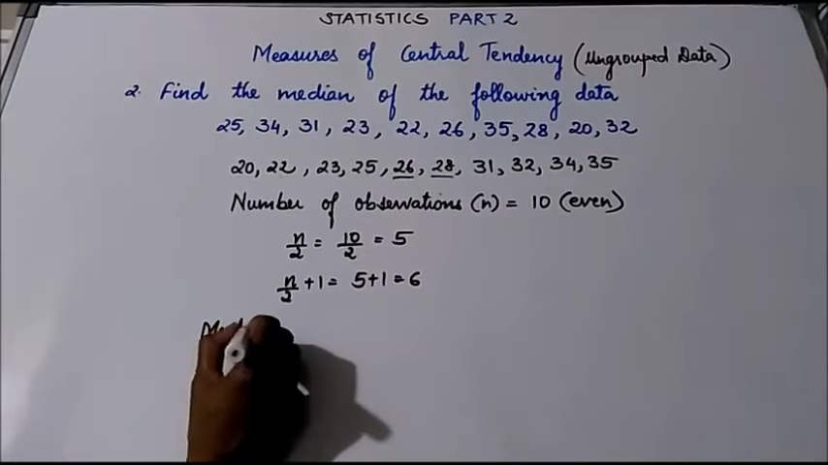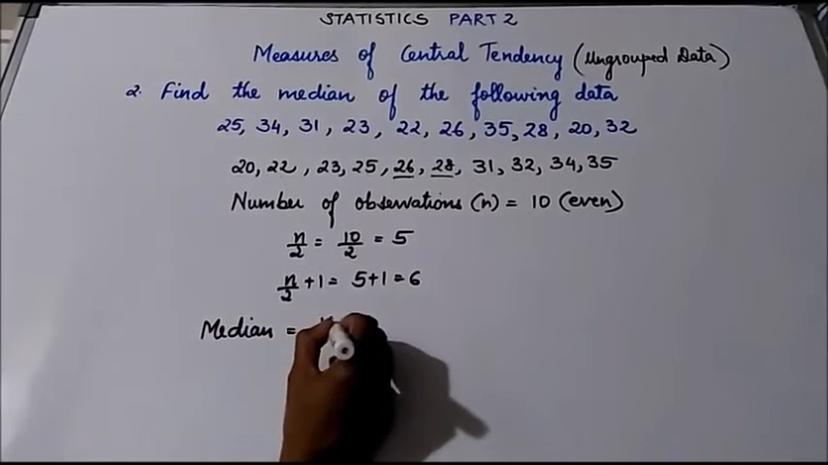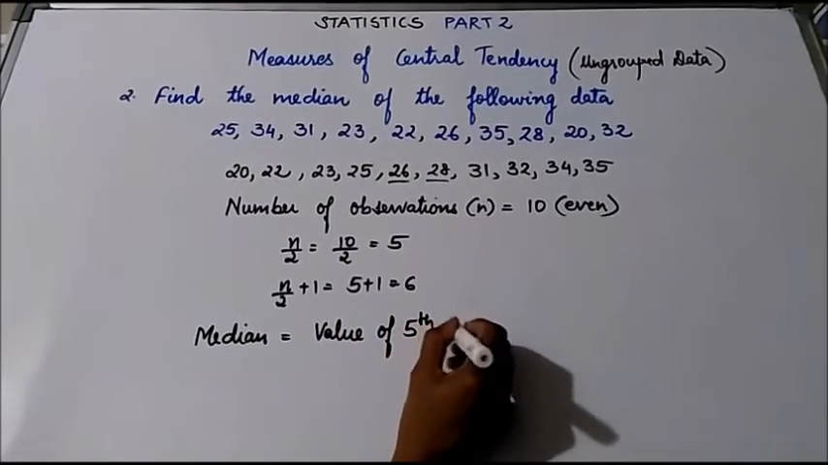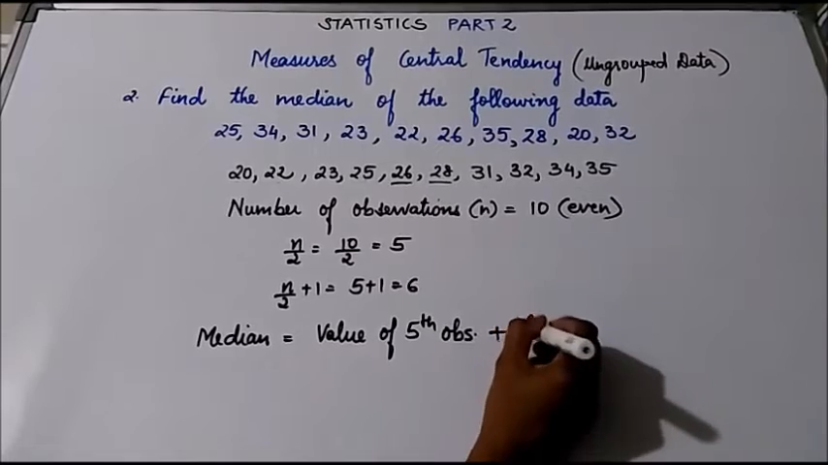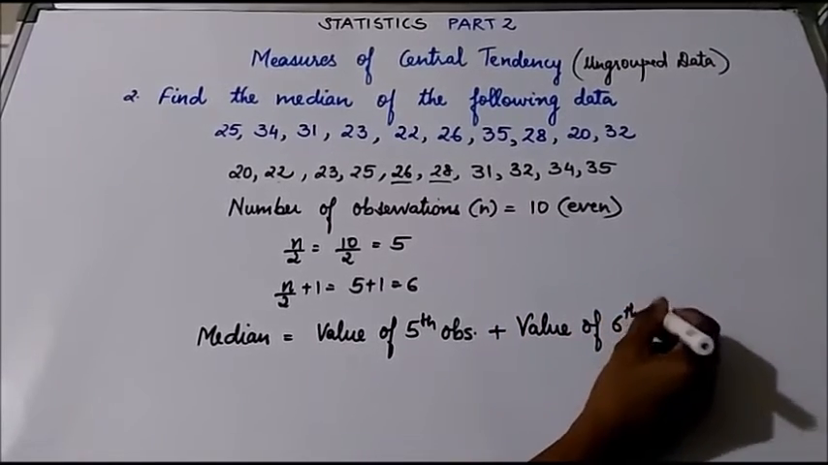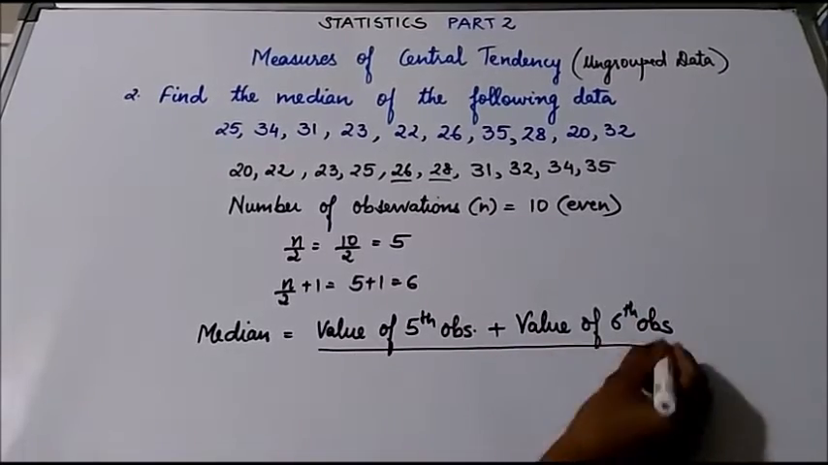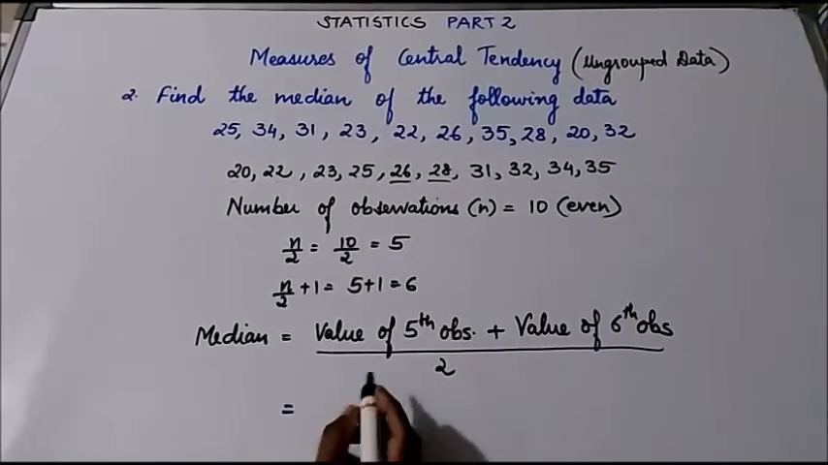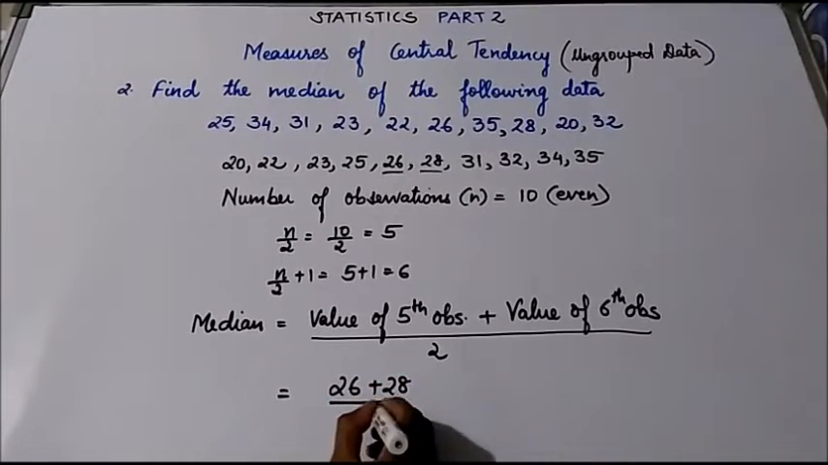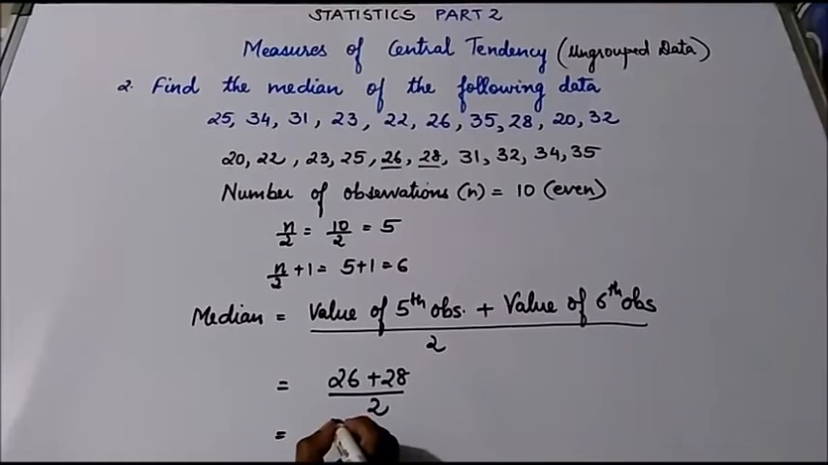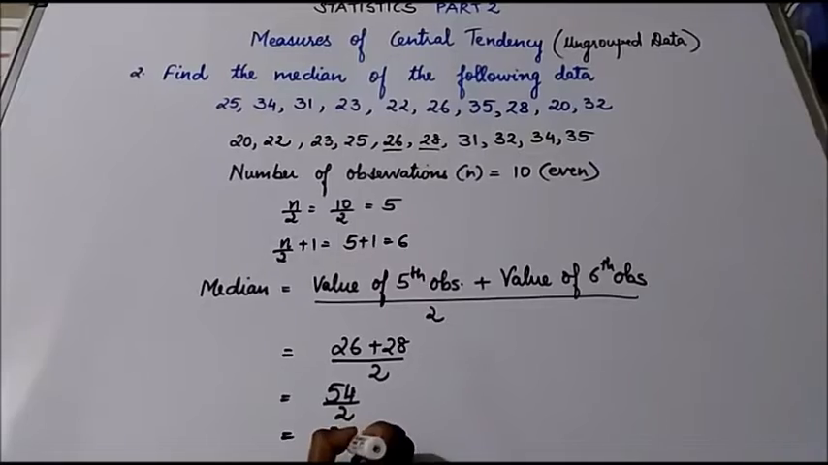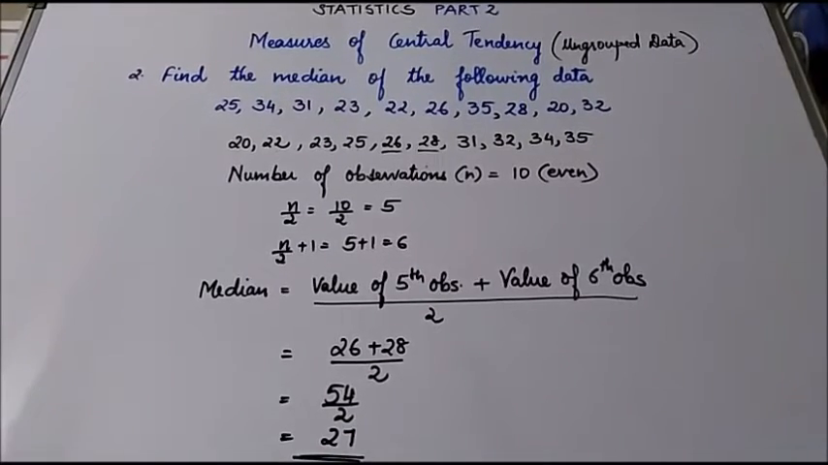Therefore, median is equal to value of 5th observation plus value of 6th observation divided by 2. What value of 5th observation we got? 26. 6th observation was 28, divided by 2. This will give us 54 divided by 2. That is equal to 27. That means median is equal to 27.